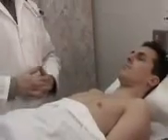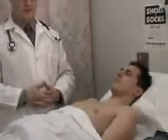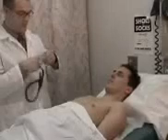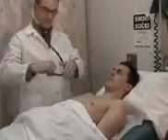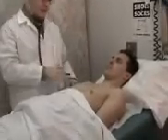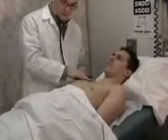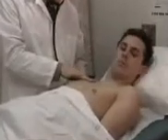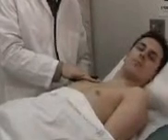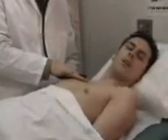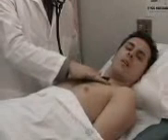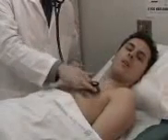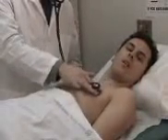Okay, the next thing that we do is auscultation of the anterior chest. Using a stethoscope, you place the diaphragm over the anterior chest and do the same thing, comparing both sides. Could you turn your head to the left side, open your mouth, and take a deep breath for me, please? Good. Again. Good. Excellent.